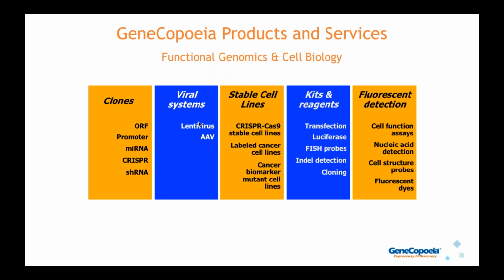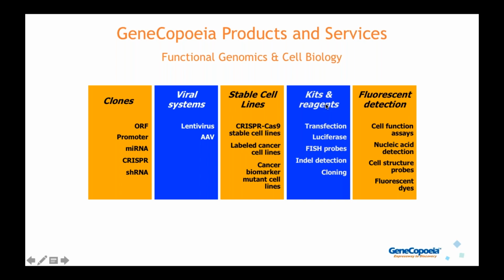These come in either the form of, at least for lentivirus, packaging kits, where you can take lentiviral plasmids from us or from other sources and make your own virus. Or even better than that, you can purchase ready-to-use viral particles from us. And those are usable in either cell lines or in animal models. Further, we have a bunch of stable cell line solutions, primarily Cas9 stable cell lines. I'll talk a little bit about that in today's webinar, as well as labeled cancer cell lines and cancer biomarker mutant cell lines, as well as custom cell line services.